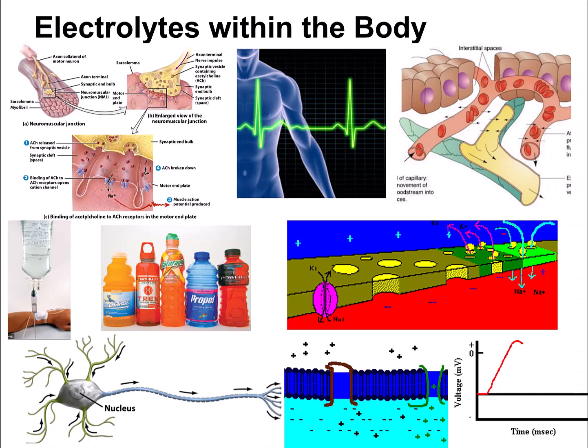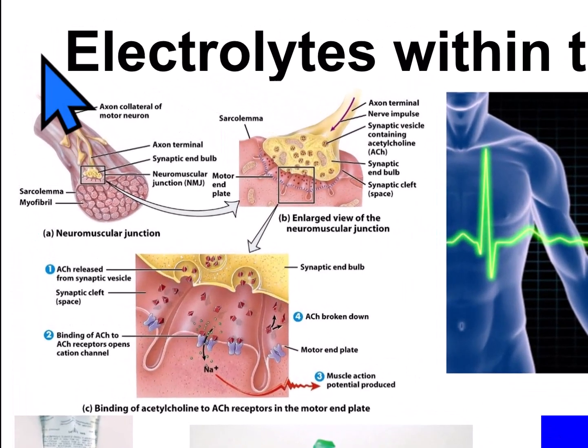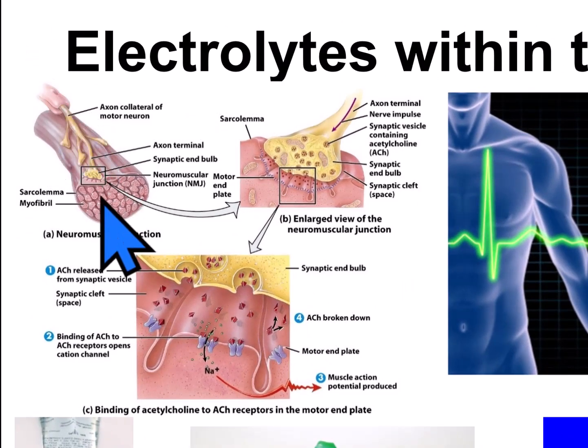In this video, we're going to be looking at the importance of electrolytes within the body. In fact, we're going to see that these electrolytes are absolutely essential for neural impulses. Here's a neuron coming down. It's innervating a skeletal muscle cell. In order to send action potentials down this neuron, in order to stimulate a muscle cell to contract, you absolutely have to have electrolytes. Sodium and calcium, potassium.